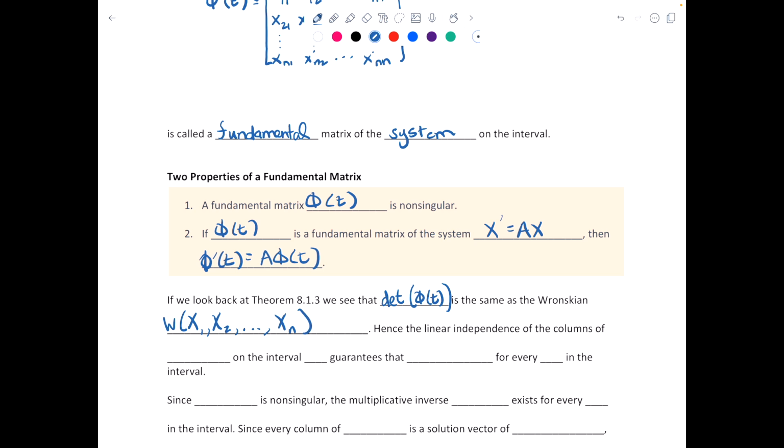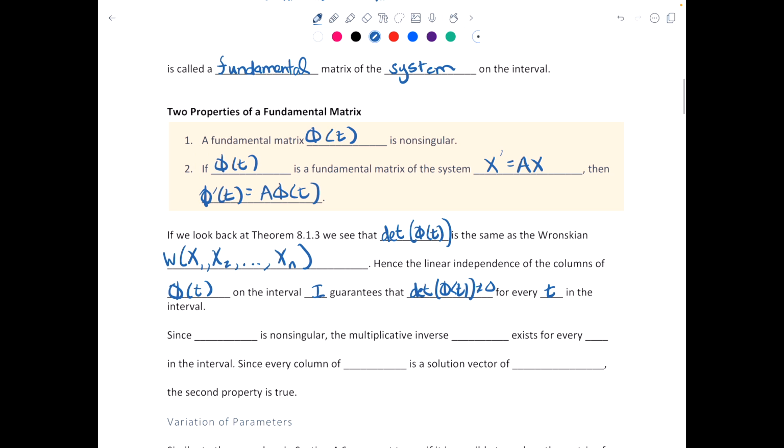Hence, the linear independence of the columns of phi at t on the interval I guarantees that the determinant of phi at t is non-zero for every t in the interval. And when that's non-zero, you know that there is a unique solution to the system. And so that tells you it's non-singular. So what else does non-singular tell us? Awesome, that we know that the matrix is invertible. That's why we needed that property.